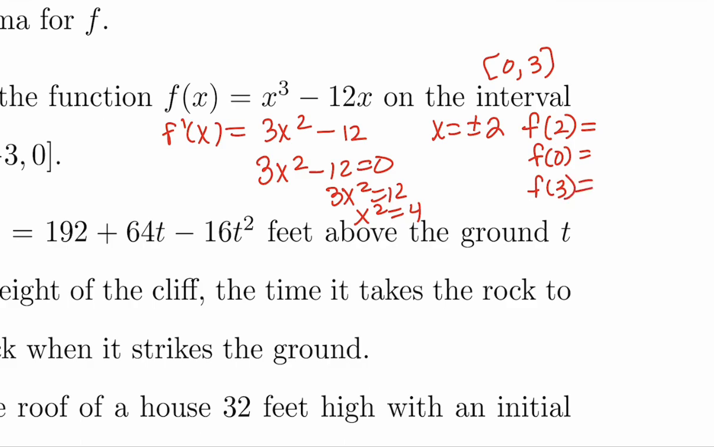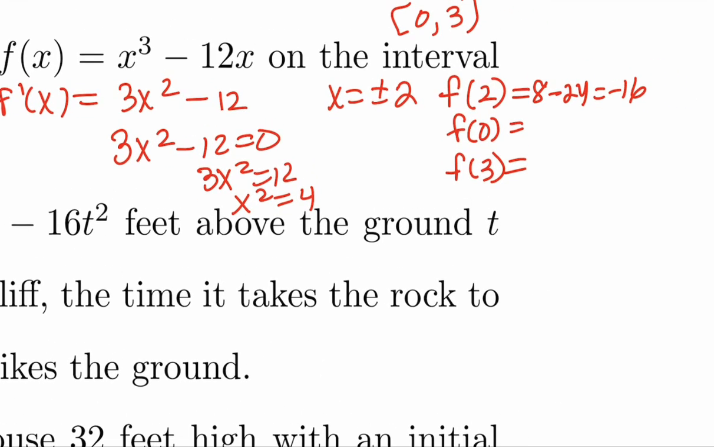So we are going to plug into the original function 2, and the endpoints of 0 and 3. So remember, you plug in the endpoints and you plug in the critical number only that's in that interval. If you plug in 2, you get 8 minus 24, which is -16. If you plug in 0, you get 0. If you plug in 3, you get 27 minus 36, or -9. This is your minimum. This is your maximum on that interval.